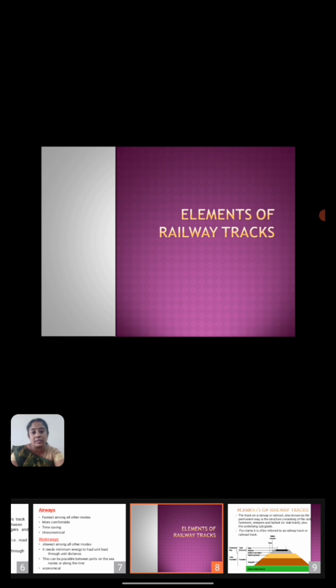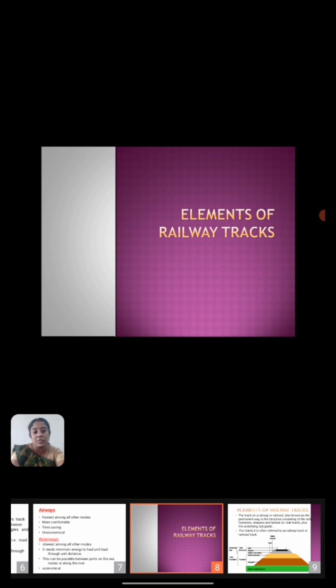Before going for the elements, basically we have to bring out an introduction about what modes of transport are available. So in day-to-day life, we are utilizing four modes of transport: highway, railway, airways and waterways.